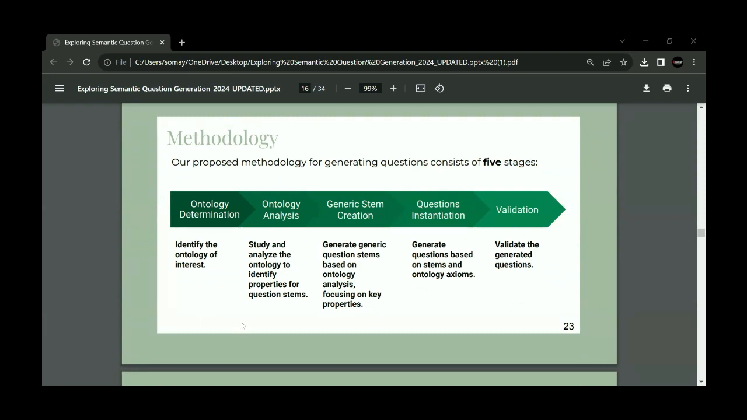In the stage of ontology determination, we identify the ontology of interest. And then in the ontology analysis, we study and analyze the ontology to identify properties for question stems. In the generic stem creation, we generate generic question stems based on the ontology analysis, focusing on key properties. In the question generation, we generate questions based on those stems and ontology axioms. In the validation, the final stage, we validate the generated questions.